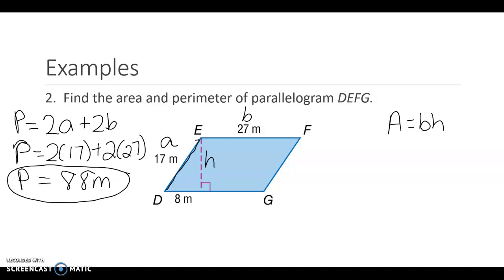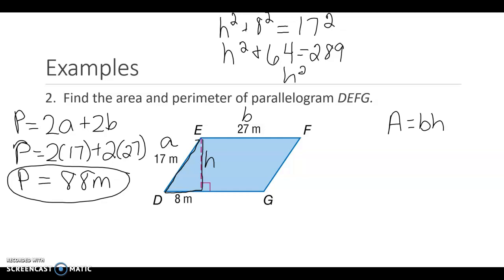So let's take a look at what we have here. We have this right triangle. I have two sides of my right triangle. In order to find that height, we're going to use the Pythagorean theorem. I'm going to do those calculations at the top. So this is going to be h squared plus 8 squared equal to the hypotenuse squared, which is 17 squared. So we get h squared plus 64 equals 289.